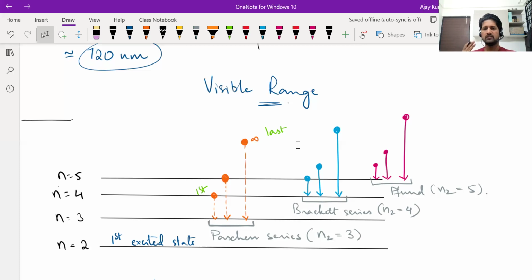So you need to remember the name of the series, and for each series, which is the number of the final orbit. That you need to remember. And how to write the line number you need to know. For example, first line of Brackett series will be from 5 to 4. Brackett series, the final orbit is the 4th orbit. Then the first line will be from 5th to 4th. That way you have to calculate the line number, and based on the line number, you have to calculate the jump. Then you can find out the wavelength by substituting in that formula.